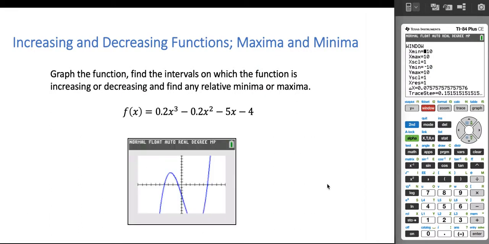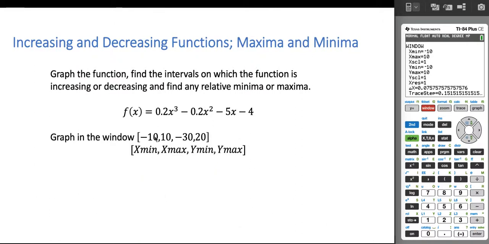So anyway, this was a graph showing you that that part is missing. The window I want you to use is an x min of -10, an x max of +10, a y min of -30, and a y max of +20. I paused the video so that I could put these numbers in just to save some time.